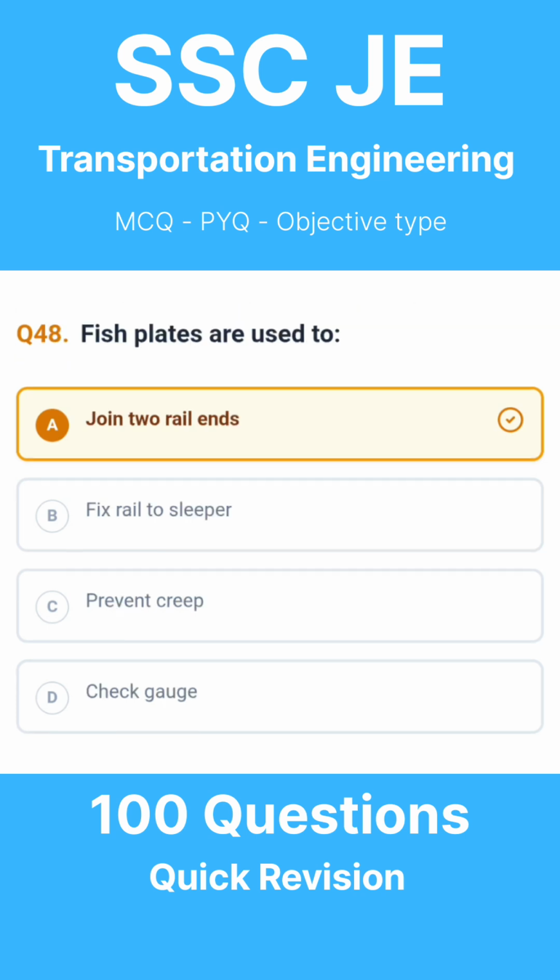Question 48. Fish plates are used to. The correct answer is join two rail ends. Question 49. Pandrel clips are. The correct answer is elastic fastenings.